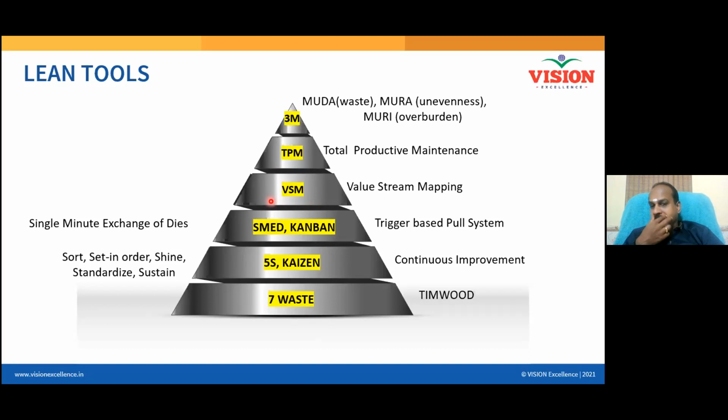3M stands for Muda, Mura, and Muri, where Muda means waste. In Japanese language, non-value adding work, wasteful work are called Muda. So Muda, if found, should be eliminated. How many Mudas are available in any industry? Minimum 7 Mudas. Right? And Mura is unevenness.